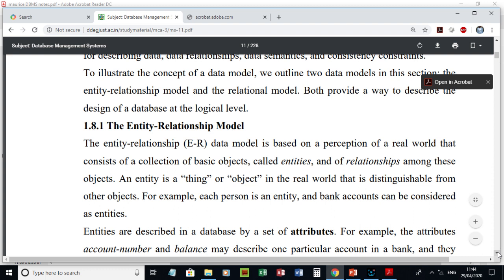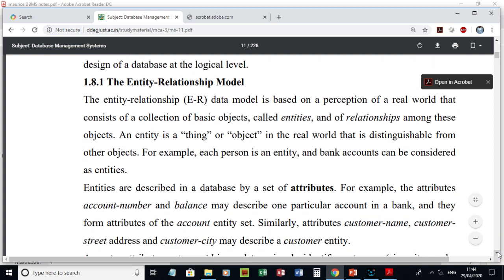For example, the attributes account number and balance may describe one particular account in the bank. Each describes one of the features of the account. It could be a savings account or a current account. Whether savings or current, we need the account number of the customer, and then the balance. Apart from any other attributes, we need a key. They describe one particular account in the bank and form the attributes of the account entity set.